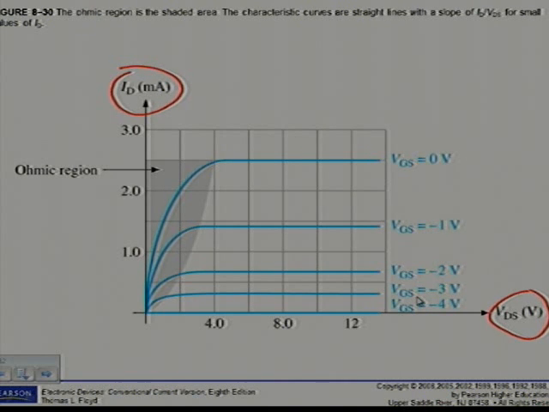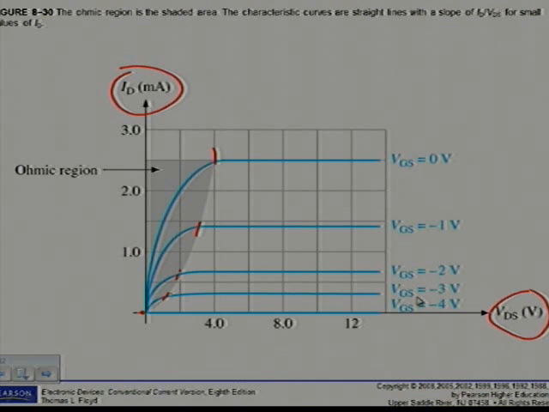The Ohmic region extends from the origin of the characteristic curve to the breakpoint where the active region begins. We can see here from the origin up to the active regions for each of these curves. And you can see it's in a roughly parabolic shape, as shown on a typical set of curves in figure 8.30. The characteristic curves in this region have a relatively constant slope for small values of ID.